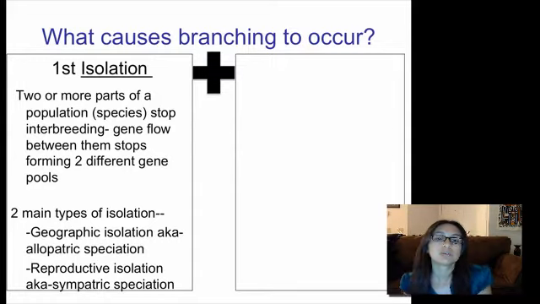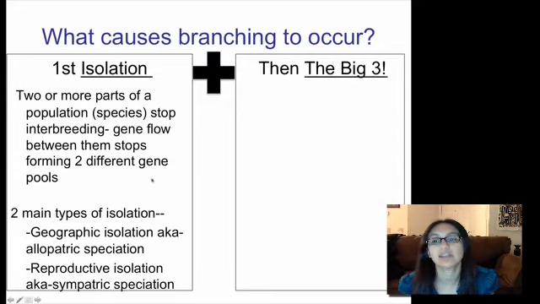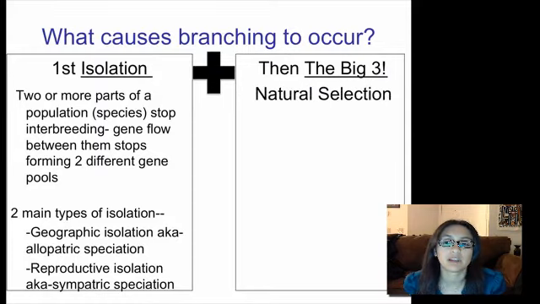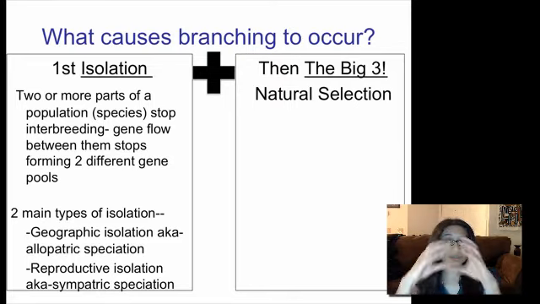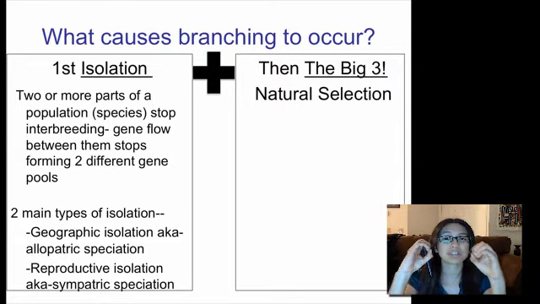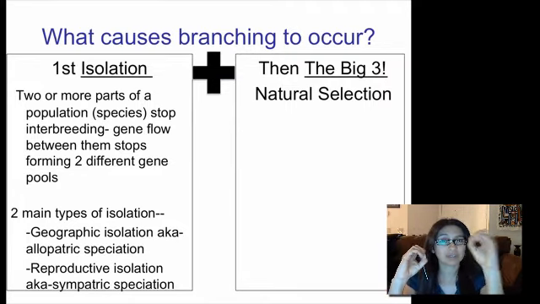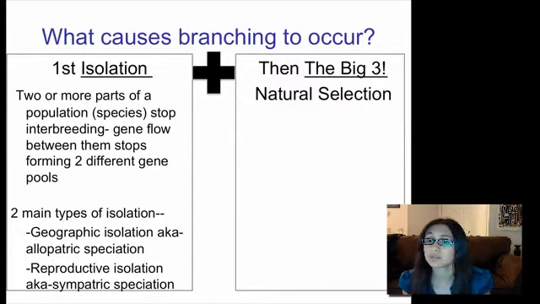Okay? So first thing, in order for speciation to occur, there has to be some sort of isolation. Second, there needs to be the big three. Isolation has to occur first. Once isolation has occurred, then the big three come into play. Natural selection. We know natural selection causes change. If the environment changes, once they become isolated, in both places, they will change based on their environment. So as the environment changes over here, they'll change on this side. As the environments change over here, they'll change on this side. So natural selection causes change.